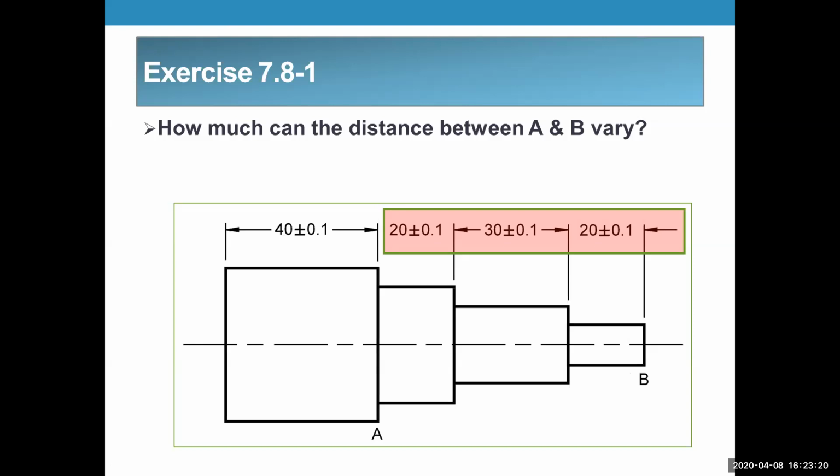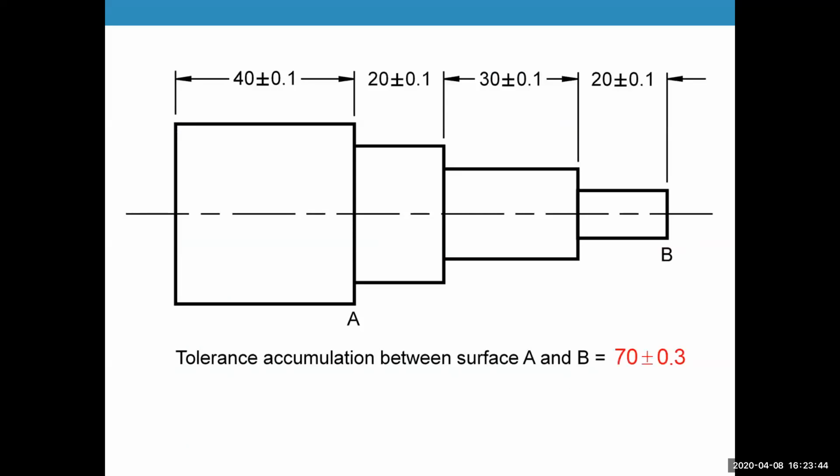0.3. Pardon me? 0.3. 0.3? Yes. Okay. I appreciate that because I can hear the zero. Sorry. I couldn't hear the point very well. Yeah. No problem. So yes, the dimension between A and B should be 70 plus or minus 0.3, right? Because all of these tolerances are plus or minus 0.1, 0.1, and 0.1. So we add them together, just like we add the basic dimensions together.